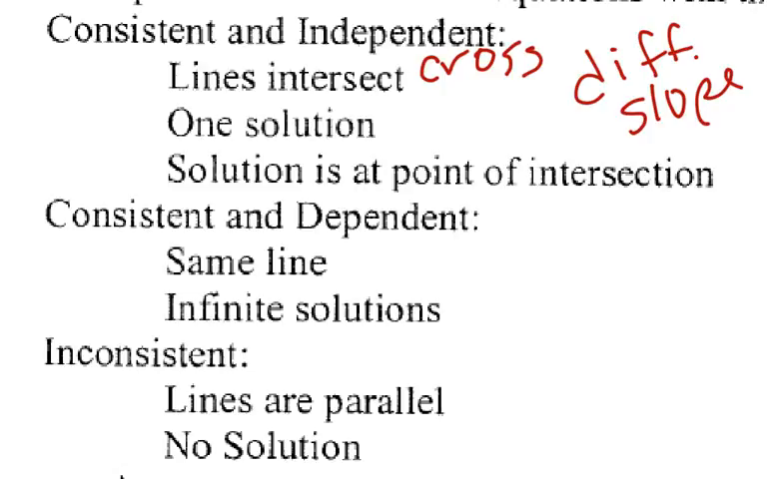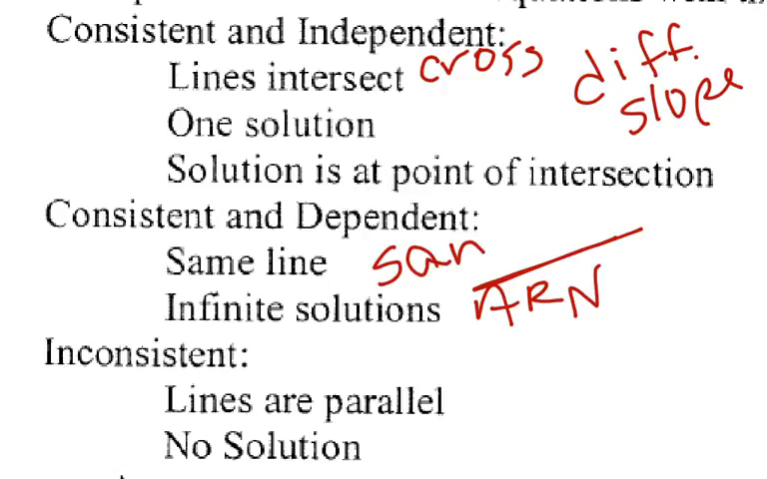Consistent and dependent is when they're the same line. In other words, you have one line and then the other line's right on top of it. You have infinite solutions because your solution is where they touch, and they touch everywhere, also known as infinitely many. This is when you have the totally same equation. Both the slope and the y-intercept are the same.